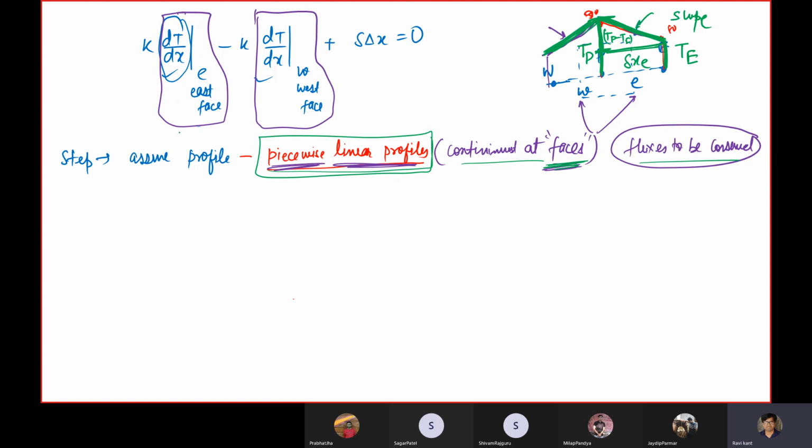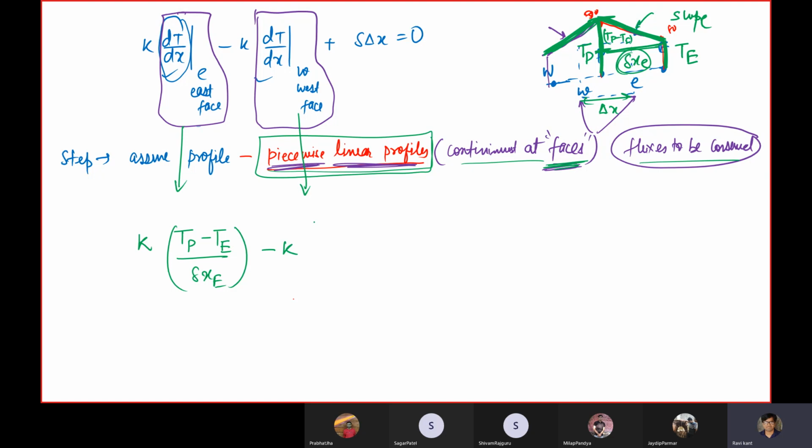So whenever I do that linear assumption, I am going to write my K dT by dx at east face as K times TP minus TE divided by delta xe. This is what we have chosen. Obviously this was my capital delta X, but these are my small delta x's. Okay, I have estimated my slope at east face.